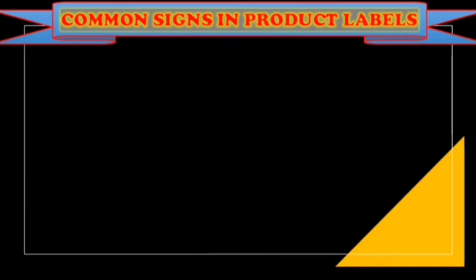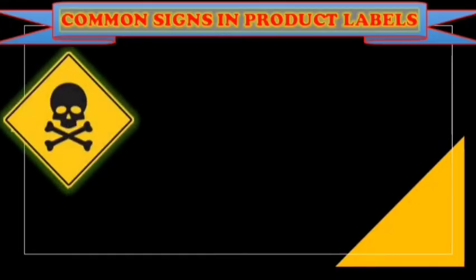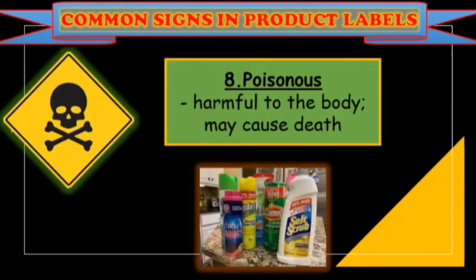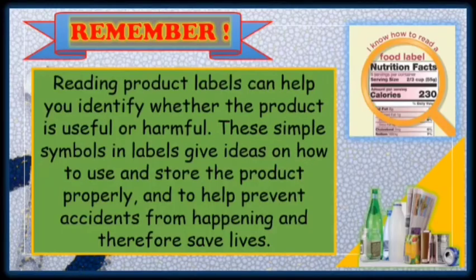And then the last one is what you call poisonous. If you can see the sign like that, that is a poisonous. It is harmful to the body and may cause death. Oh, the examples here are like, usually makikita natin yung mga nasa banyo natin, yung mga cleaning materials natin, just like muriatic, Zonrox, mga Domex, mga insecticides, mga pesticides.